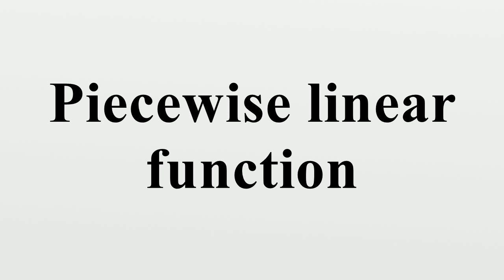Since the graph of a linear function is a line, the graph of a piecewise linear function consists of line segments and rays. Other examples of piecewise linear functions include the absolute value function, the square wave, the sawtooth function, and the floor function.